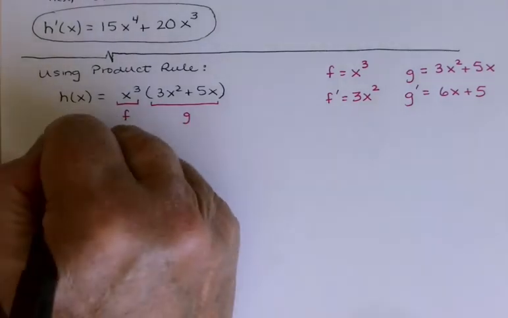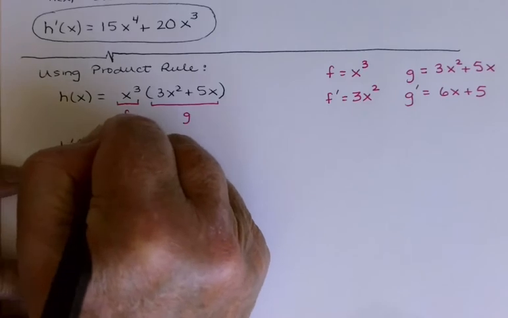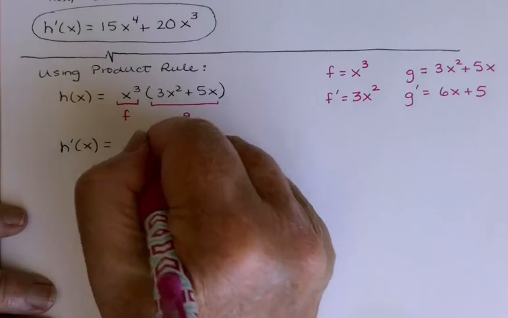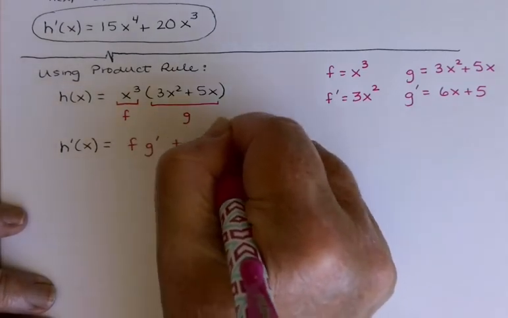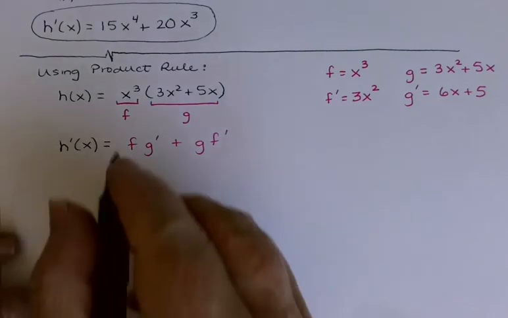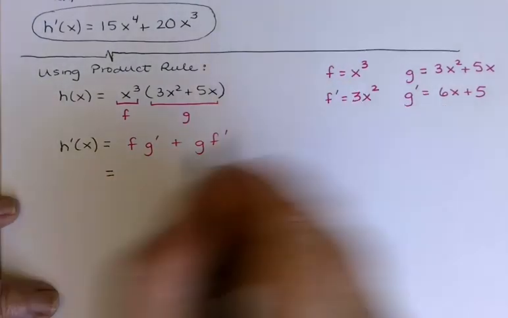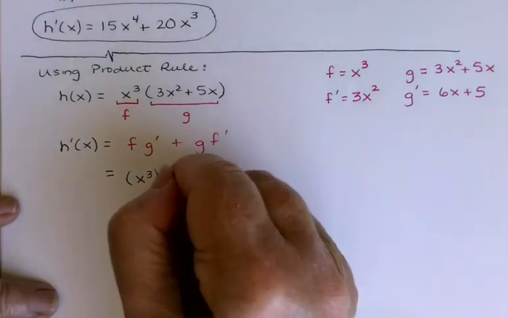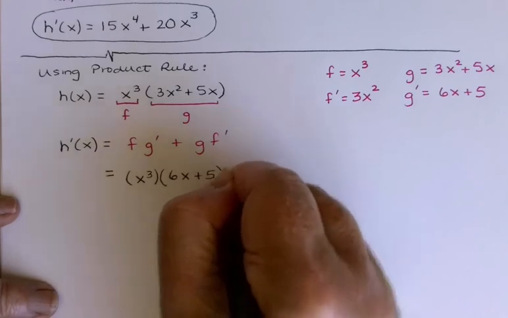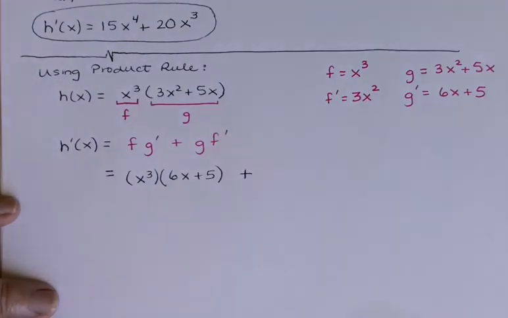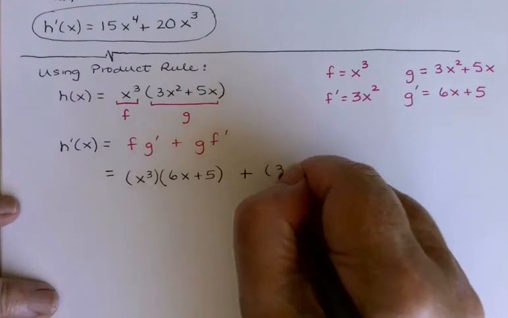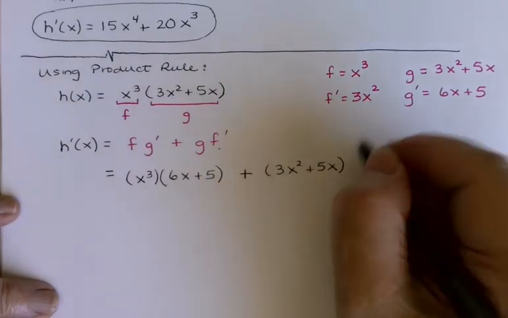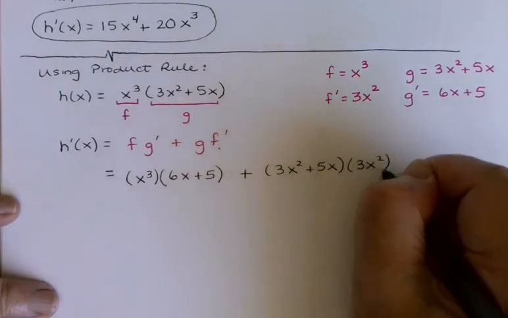So, to get h prime of x, I'm going to go ahead and do my product rule. fg prime plus gf prime. So f is x cubed times g prime, 6x plus 5, plus g, 3x squared plus 5x, times f prime, 3x squared.